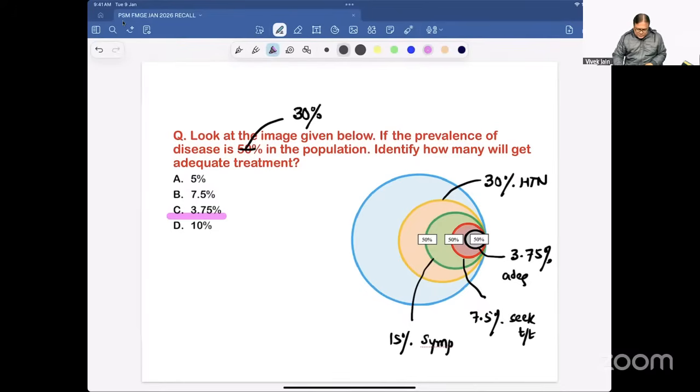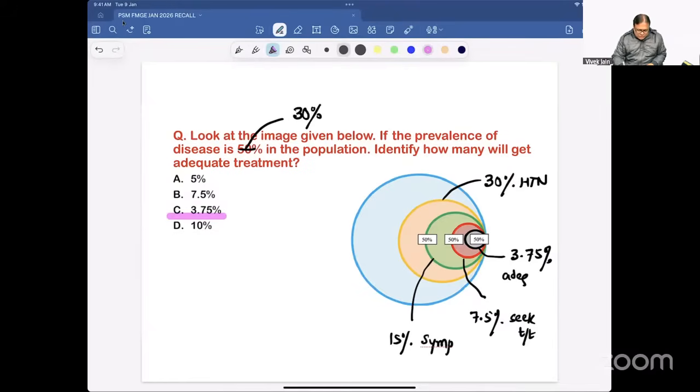Okay. No image was there. See, even if image is not there, we know there are four things. Total population, 50% have hypertension. Half of them get symptoms. Half of them seek treatment. Half of them get adequate treatment. So within the total population, there are four circles inside. This we have to remember, right?